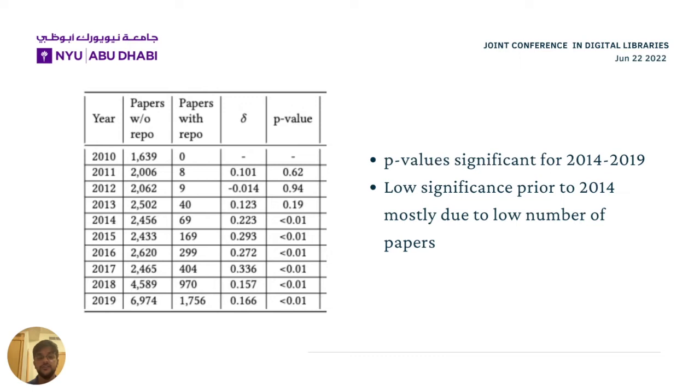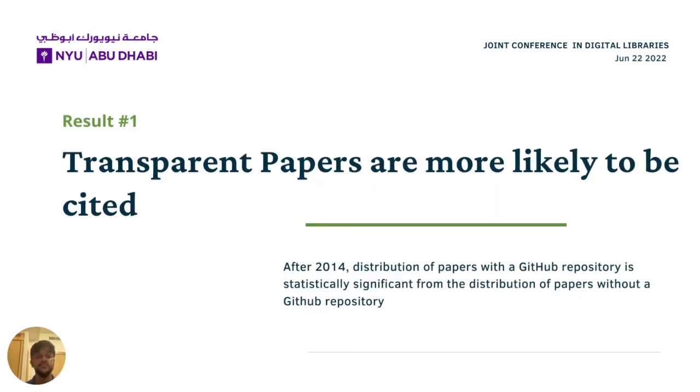And we also note that for these years, the value of delta is positive, which means that there is, first of all, a significant difference in the citation distribution for papers without a repository, but also on average the number of citations for a paper with a repository is higher than for a paper without a repository. So this leads us to our first result, which is that transparent papers are more likely to be cited, and we reach this conclusion through statistically significant difference in citation distributions, which we have obtained for every year after 2014.